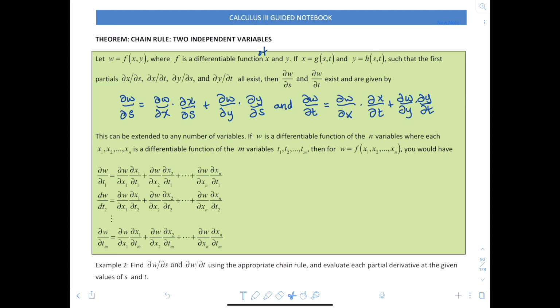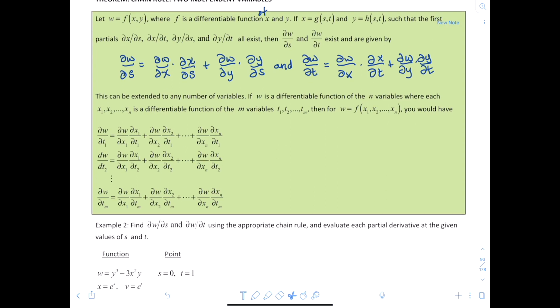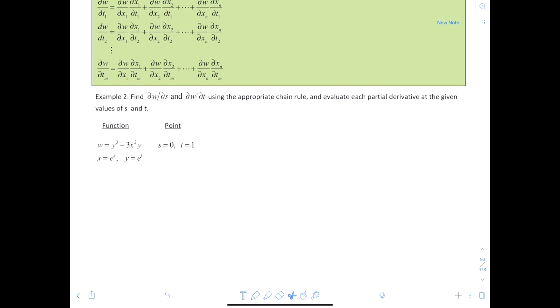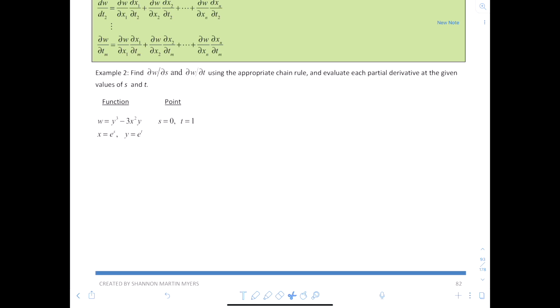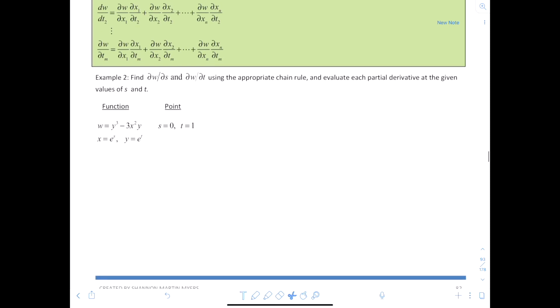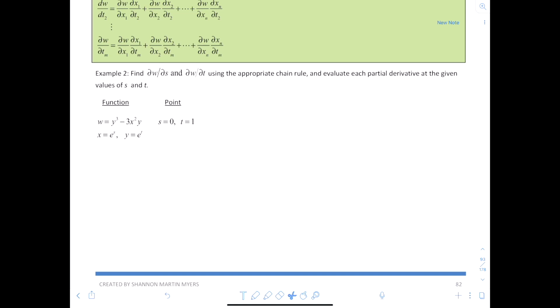Now, it also turns out that this can be extended to any number of variables. So I'm not going to talk through all of that here, but it's written out for you at the bottom of the box. So let's work with it. Let's find the first partial of w with respect to s and the first partial of w with respect to t using the appropriate chain rule, and evaluate each partial derivative at the given values of s and t. Cool so far? Okay, so here we go. What are we going to need to find? Let's go ahead and find some of these different things.